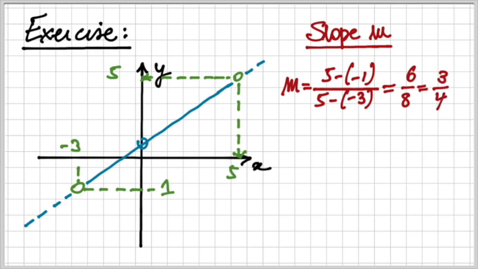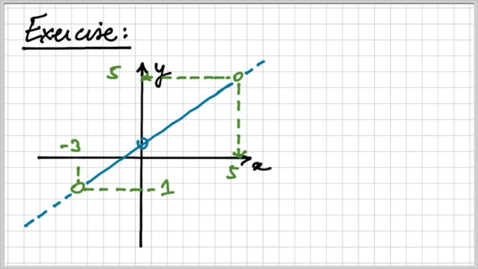6 divided by 8, we can simplify. We can divide both numerator and denominator by 2. So it's also equal to 3/4. The next thing is to find the equation. We find y is 3/4 x plus k, and we still have to find the y-intercept k. That's the next thing that we're going to do.